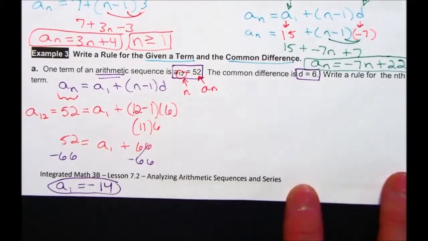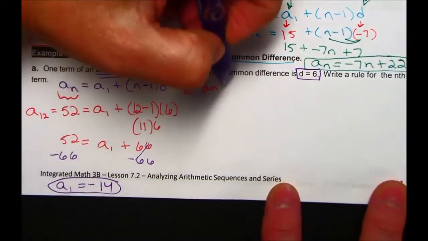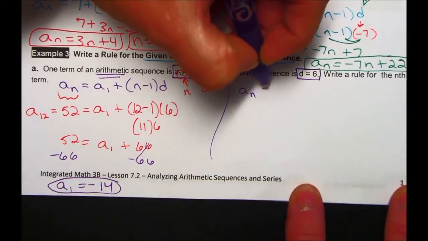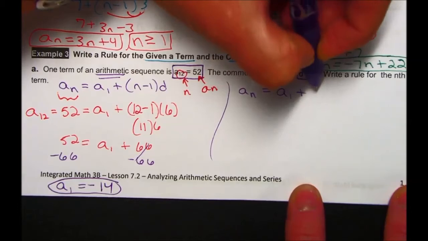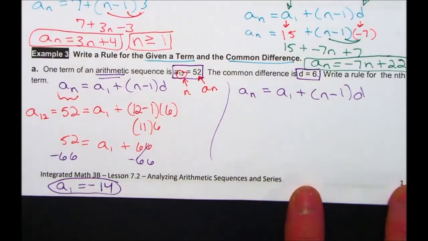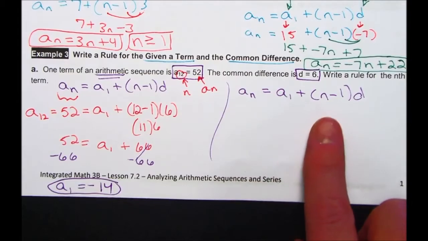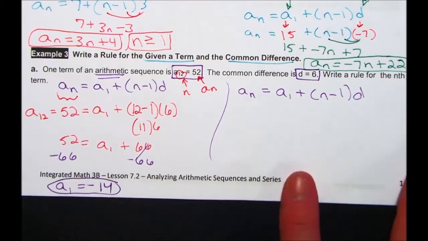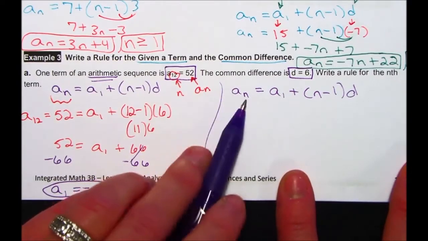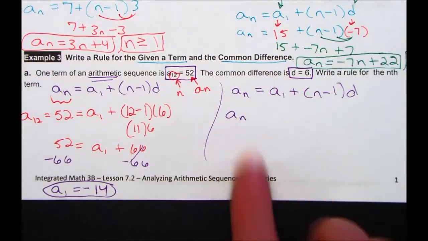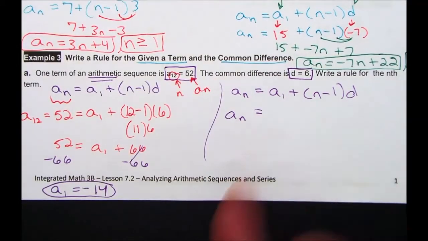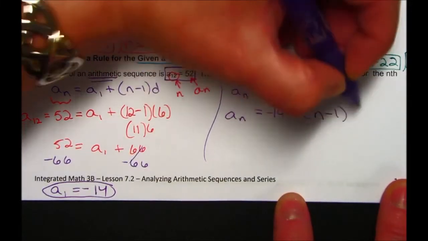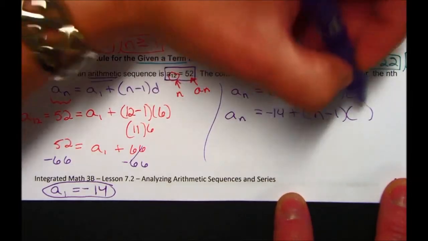So we're going to use our formula again. But now, since we know our first term, we can plug that in. But again, I always like to start by rewriting the whole formula. A sub n equals a sub 1 plus parentheses n minus 1 times d. So we're writing a rule for any term now. So we're going to write the rule for the nth term. So the n does not get replaced. It's going to be a sub n equals our a sub 1, which we just found was negative 14, plus n minus 1, our common difference, d, we were given is 6.